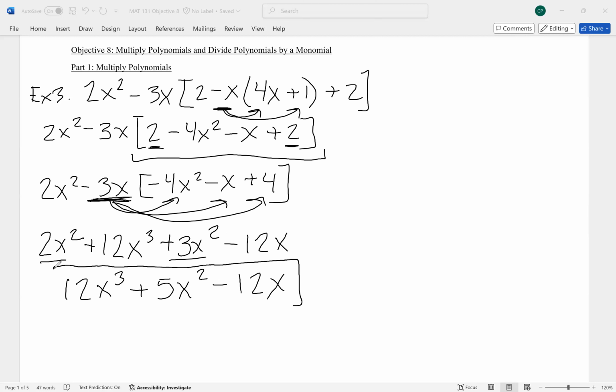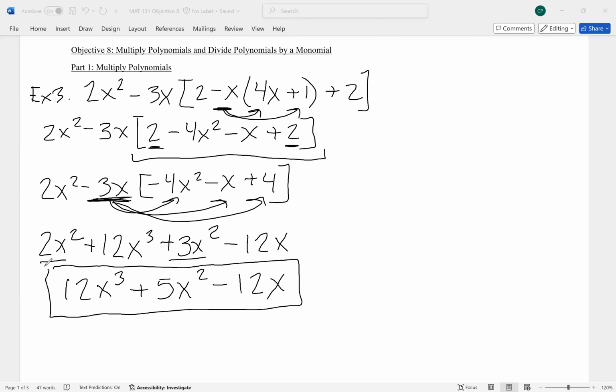So our final answer will be 12x cubed plus 5x squared minus 12x. Okay, it's a lot of x's and squares and cubes, okay? So that is how we do example 3. Okay.